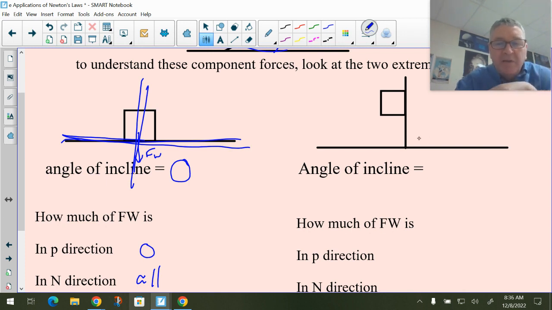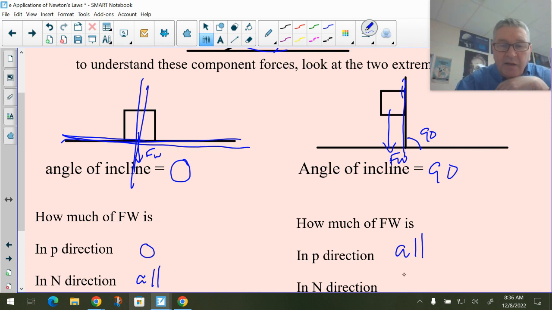And same thing over here. We can come over here and say, well, now I've inclined this thing 90 degrees. So how much of this weight vector, remember weight always points to the center of the earth, and now my angle is 90, how much of this weight vector is pointing in the parallel direction? Well, my incline now is this way, and so all of it's pointing in the parallel direction, and none of it is pointing in the normal direction.